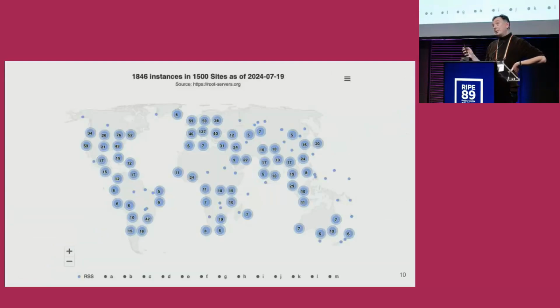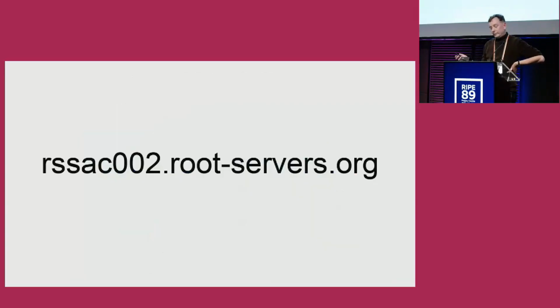This is a pretty map. You can zoom in on the map and find more detail on each of the instances, and find the one closest to you if you're interested in that, and whether or not it supports v4 and v6 and all that. And you can also do it by letter. And that's it.